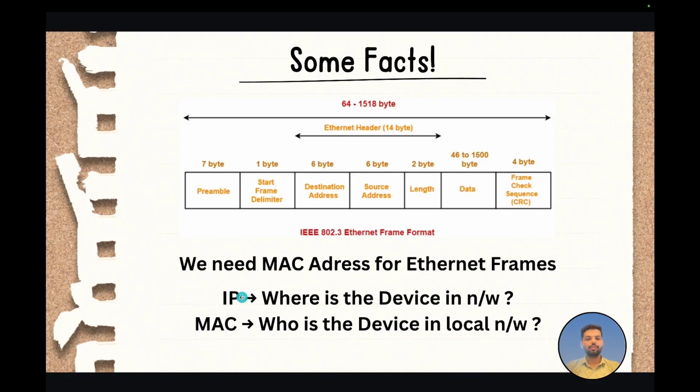And IP is where the device is. Here is how I remember it. IP is the terminology which states where the device is in the network. The MAC address states who the device is in the local network. That relates to why we need a MAC address, because without it we can't build the Ethernet frame format.